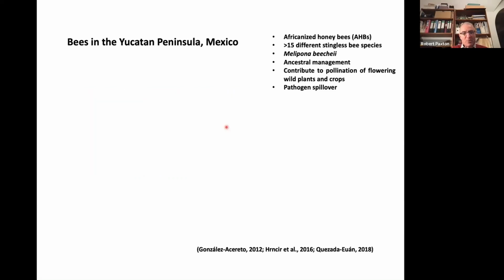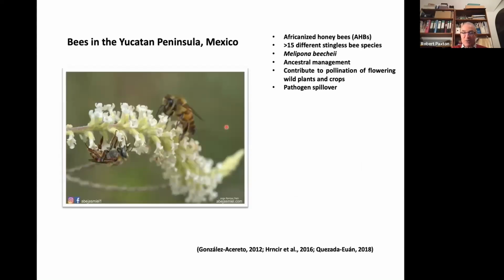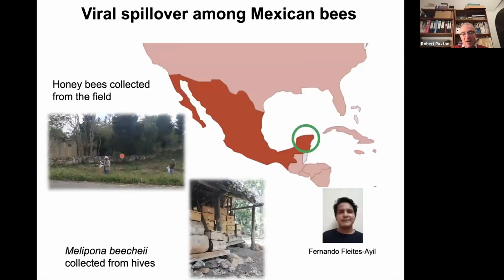So, important species. Is this virus transmitted across from honeybees to Melipona beecheii, and does it matter? Well, certainly they're often visiting the same flowers. Here we've got a honeybee at the top and a Melipona beecheii at the bottom, visiting the same flower. So potentially there could be spillover of pathogen. Is it happening, and does it make any difference?